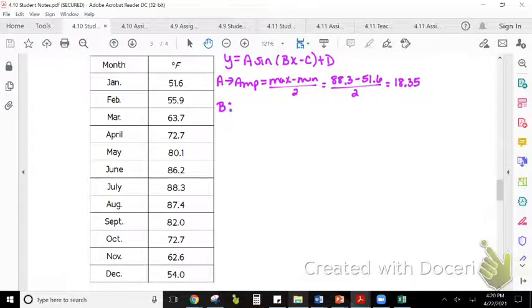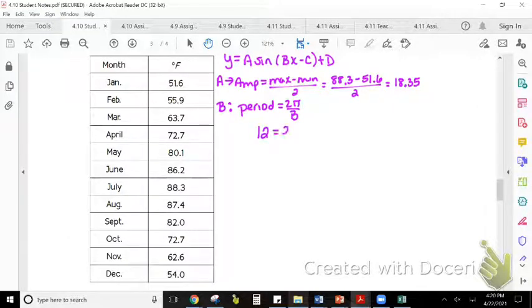B. Remember, to find b, we use the fact that our period is equal to 2 pi over b. So we're talking about the number of months in a year here, okay? And we just said in the previous part at the end of the other video that temperature is cyclic, that it's periodic, it repeats itself. So every January we expect the temperature to be approximately the same. Every August we expect it to be approximately the same. So that's every 12 months we expect it to be approximately the same. So our period is 12.